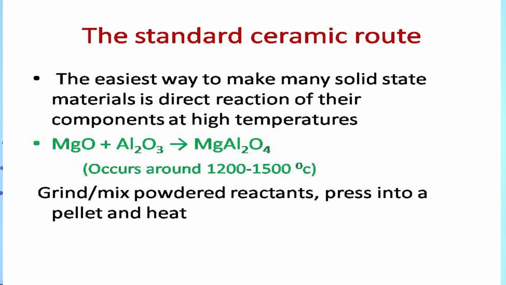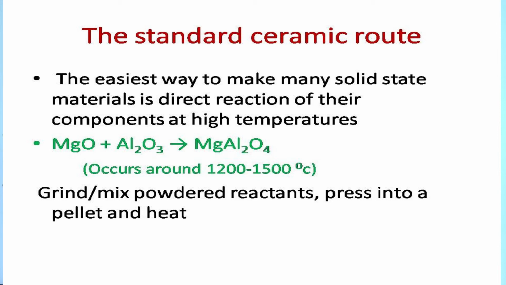Starting with this, let us see the slide. This is the standard ceramic route of making polycrystalline materials in these solid state reactions. The easiest way to make any solid state material is direct reaction of their components at a high temperature. For example, shown here is magnesium oxide plus alumina giving you magnesium aluminate. This product is called a spinel. This reaction occurs around 1200 to 1500 degrees centigrade.